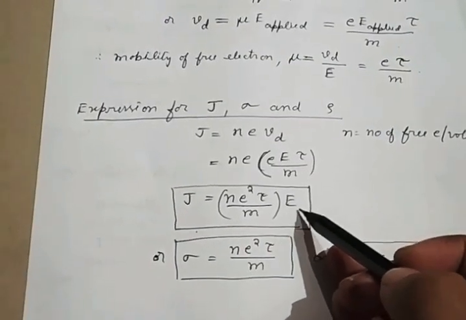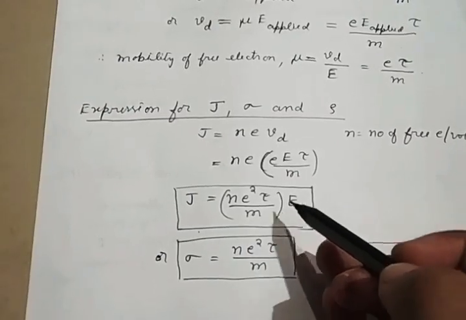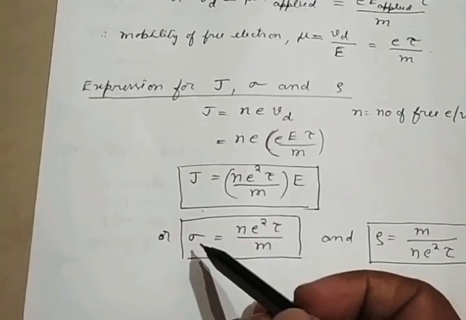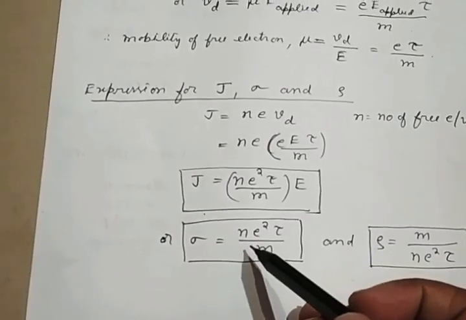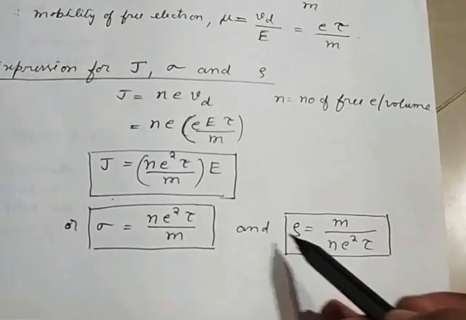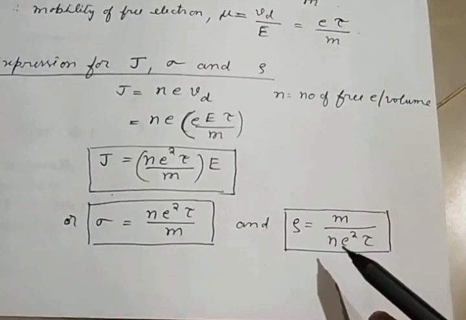So we can write J is equal to the term Ne square tau by m into E. But we know that J is equal to sigma times electric field. That means this bracket term is nothing but the conductivity. Therefore we can write conductivity sigma is equal to Ne square tau by m, and resistivity is the reciprocal of conductivity. Therefore we can write it as m by Ne square tau.